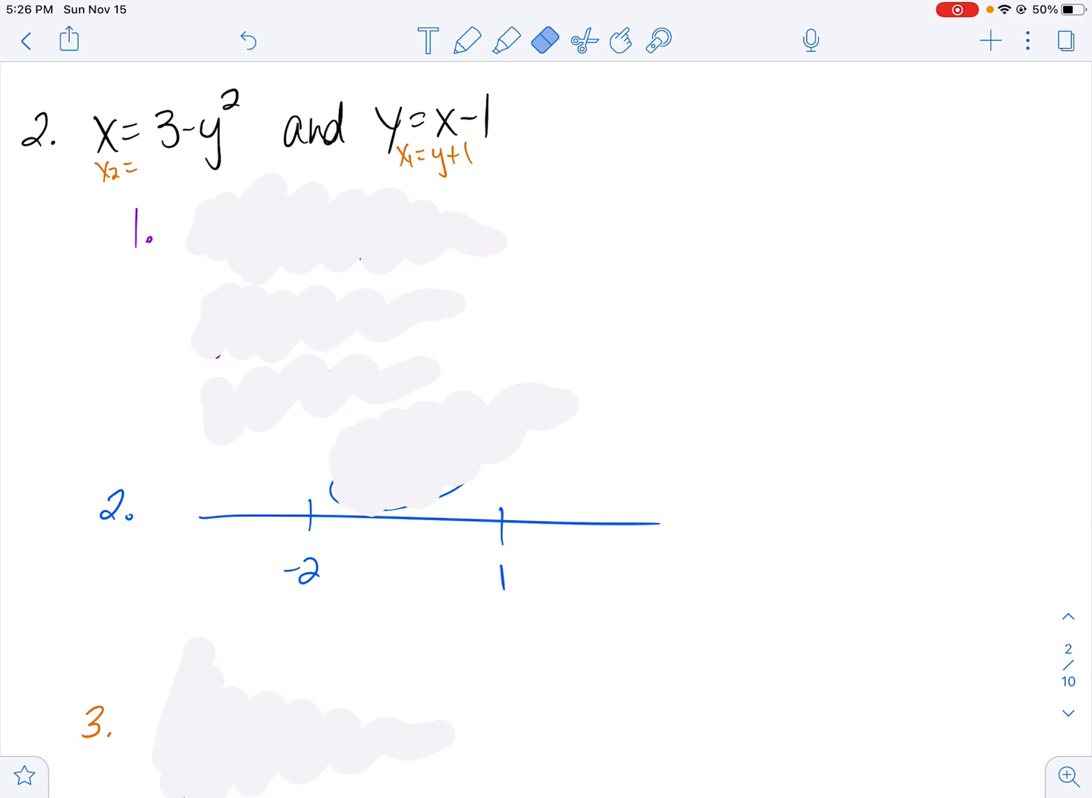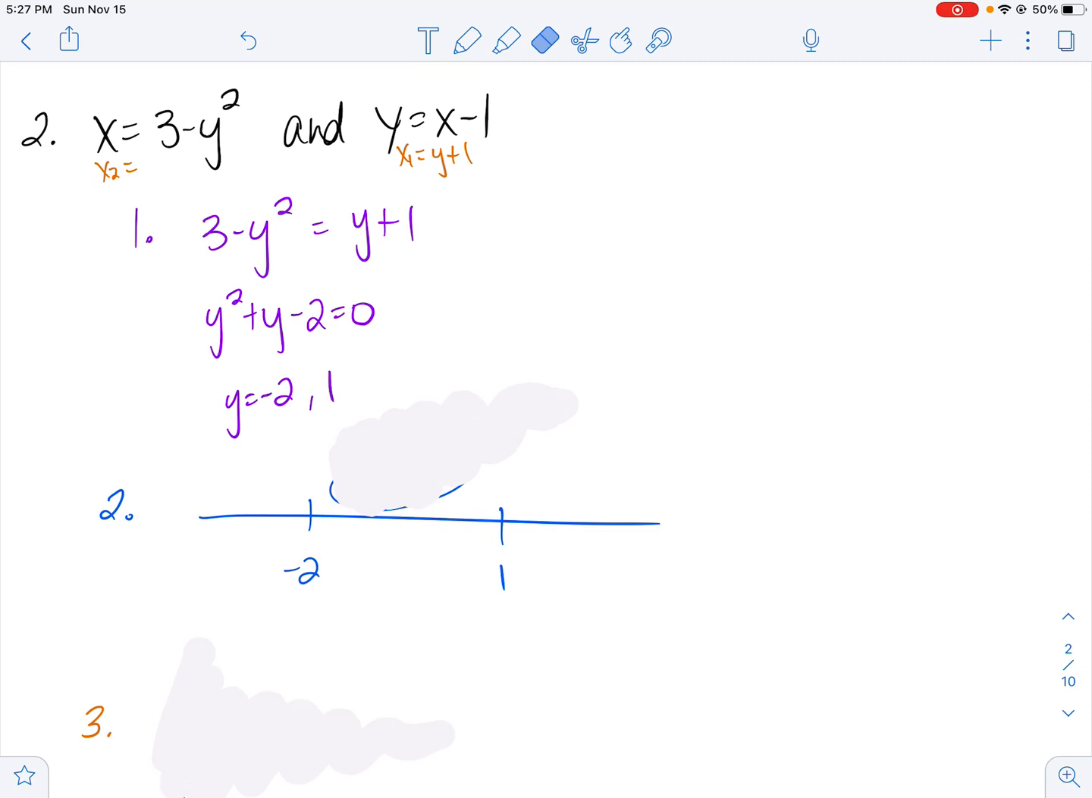And then my other equation, if I solve it for x and I move the 1 over, I get y plus 1. So again, if I'm doing area between two curves, I want to set them equal to each other to find their intersection. So I have my 3 minus y squared equal to my y plus 1. If I move every term to the same side and I factor, I end up getting intersections of -2 and 1. So these two functions only cross or intersect twice.